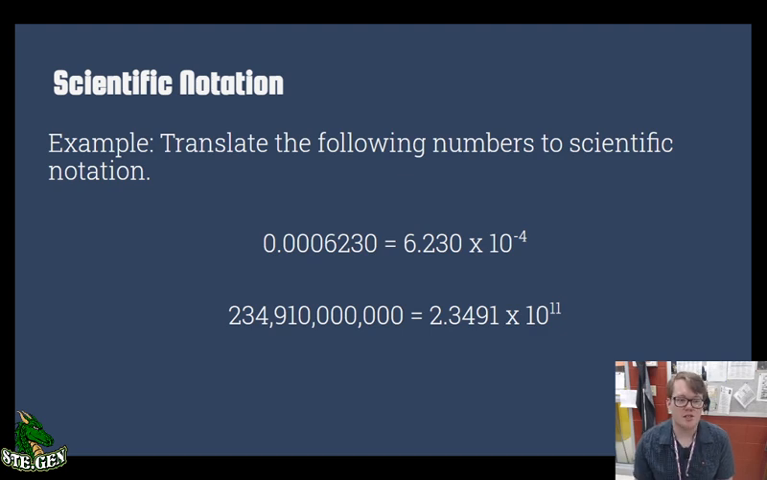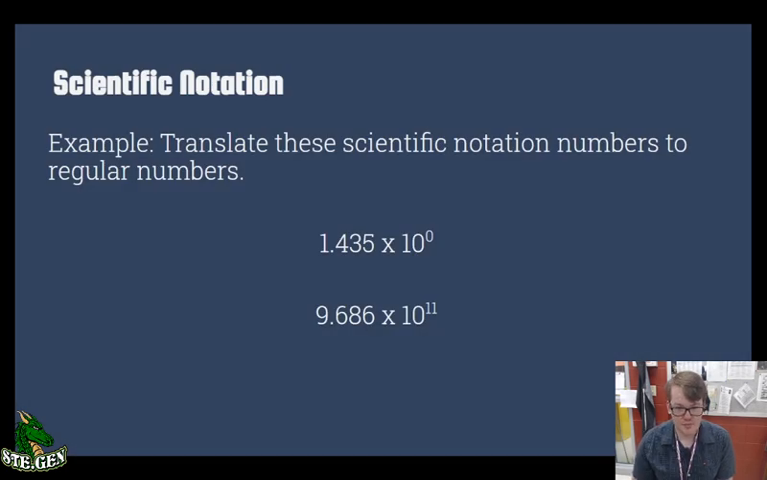So to go backwards, you may also be asked to do this, taking a number in scientific notation and then taking it out of scientific notation. So here I have 1.435 times 10 to the 0. Times 10 to the 0 means we move the decimal 0 places. You don't move it at all. So it's actually just 1.435. For the other ones, you have to go the opposite direction as when you were counting it, which is kind of a more difficult way of remembering it.